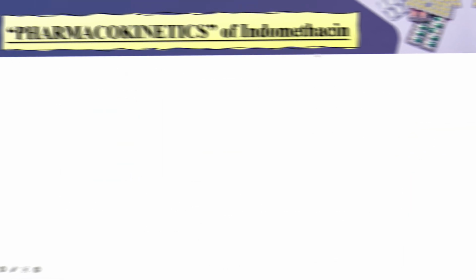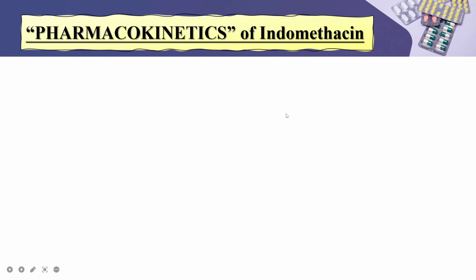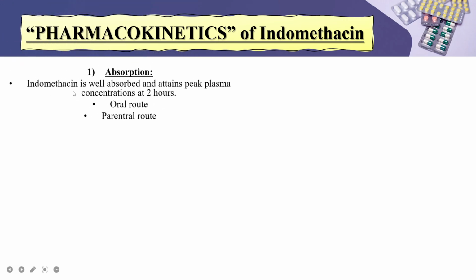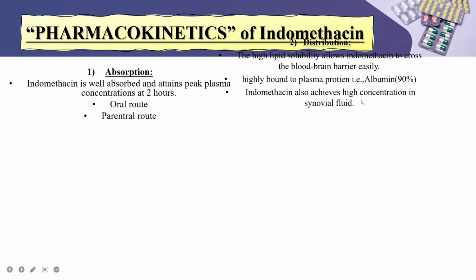Talking about the pharmacokinetics of indomethacin, we all know that pharmacokinetics means what the body does with the drug. The first step is absorption. Indomethacin is well absorbed and attains peak plasma concentration at 2 hours. As I've told you before, it can be given either orally or through the parenteral route, which includes the intravenous route and the rectal route. Through these routes, indomethacin bypasses the GIT and thus shows rapid onset of action.